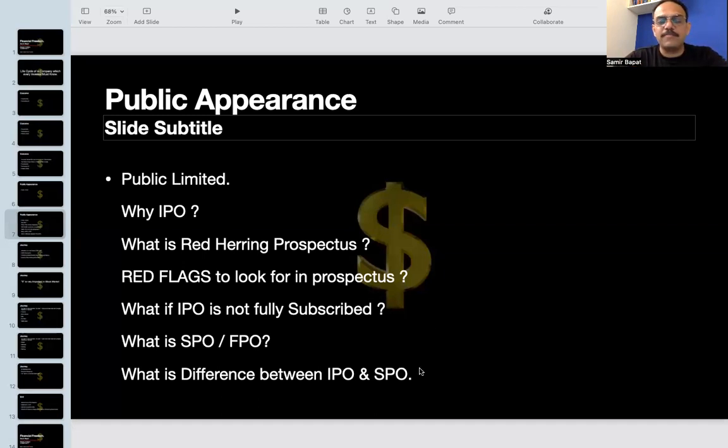So that is the difference between IPO and SPO. A company can come with an IPO when it is going public, and then subsequently it feels that, okay, I want some more money. It can come with a subsequent public offer also, or a follow-up public offer can happen. VC is venture capitalists. Okay, so far so good.